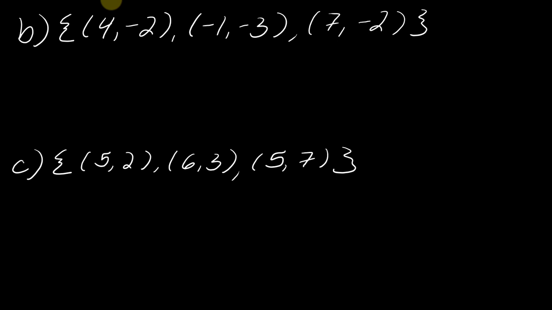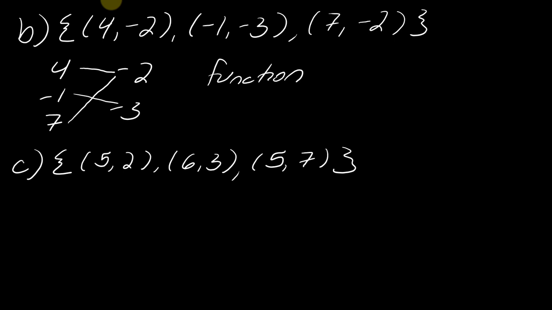So here my inputs are 4, -1, and 7. And what are my outputs? My outputs are -2 and -3. I'm not going to write down -2 again. So I have 4 goes to -2, -1 goes to -3, and 7 goes to -2. So this would be a function, but it is not 1-to-1, so it's just a function.